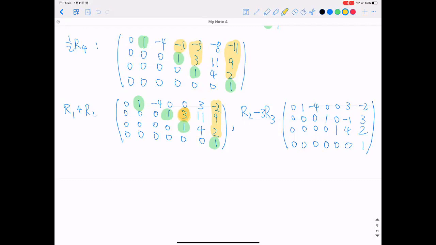Now what do we have? The leading ones are still where they are. The entries that still need to be turned into zeros are now these guys. Very good. So now we can proceed quickly.